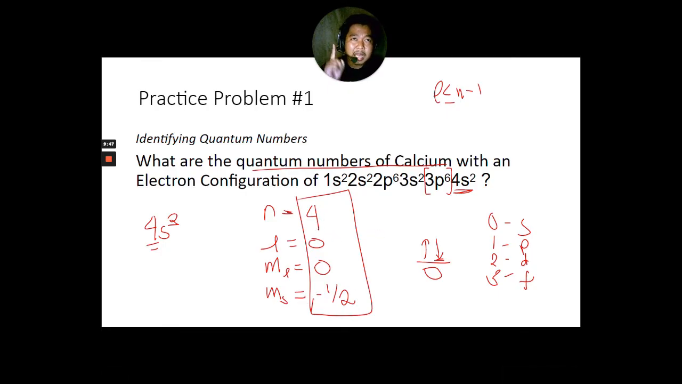So no set of quantum numbers would be the same for two different elements. Take note that each set of quantum numbers is unique for every element. So we have 118 elements as of the moment. Therefore, we only have 118 sets of quantum numbers. Hopefully, nagets niyo. Alright, so that's our first problem.